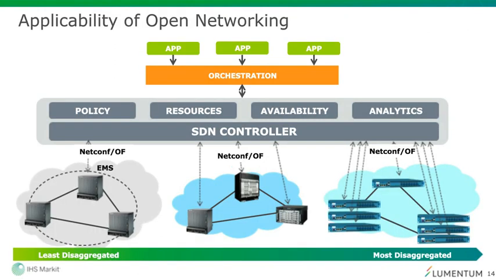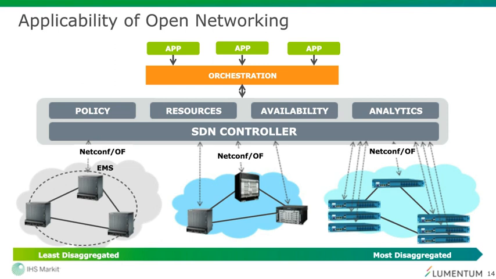Now, let's take a look at the applicability of open networking. What we have shown here on this slide is a disaggregation model, and disaggregation at various levels. On the extreme left, at the bottom left quadrant, is an example of a least disaggregated system. This depicts a single vendor solution for a given regional domain of the network. This is how networks are deployed today. The interface with the SDN layer, in this case, will have to be at the NMS or the EMS layer.